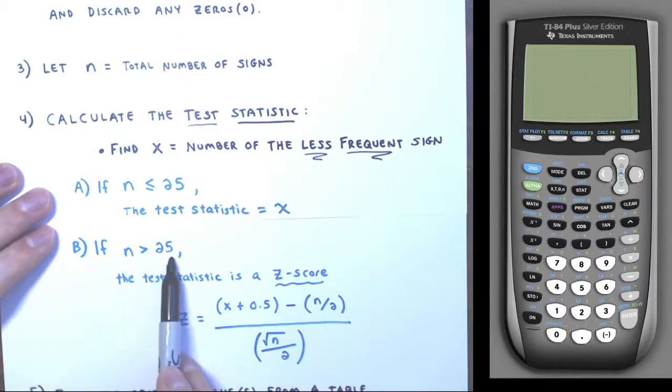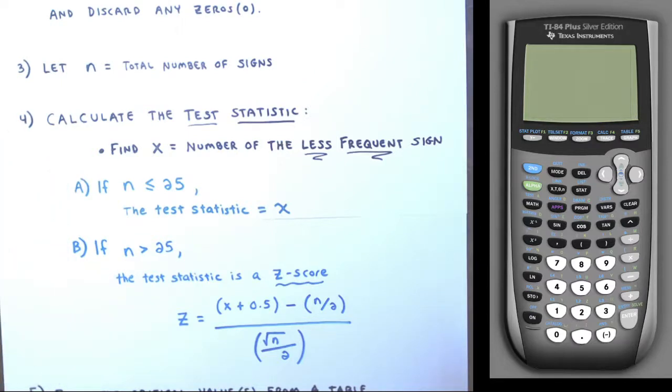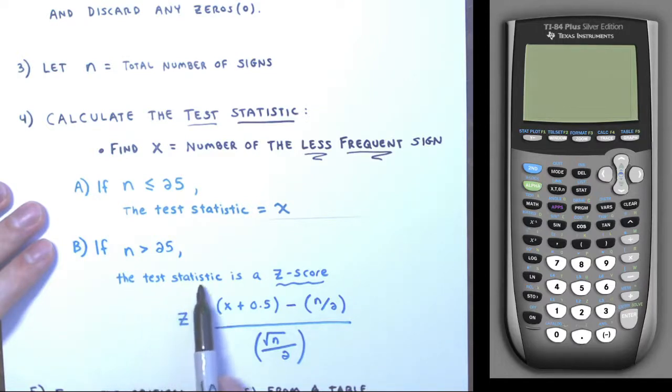So if n is greater than 25, the test statistic is a z-score. Remember the standard normal distribution, that z, the normal distribution with a mean of 0 and a standard deviation of 1. We're going to be comparing this z-score to critical values of the standard normal distribution, just like back when you were doing z-tests, tests for means of one population and whatnot. So the test statistic is a z-score, and here's how it's calculated.